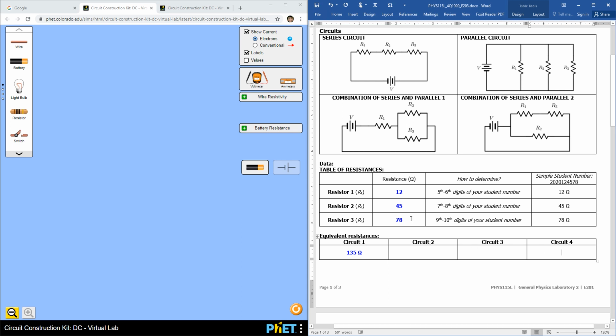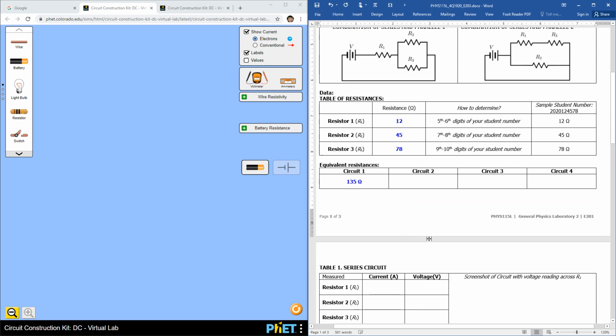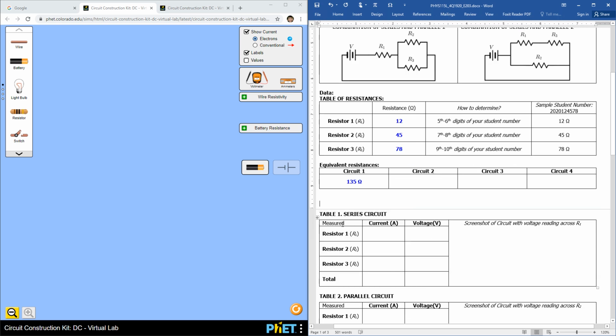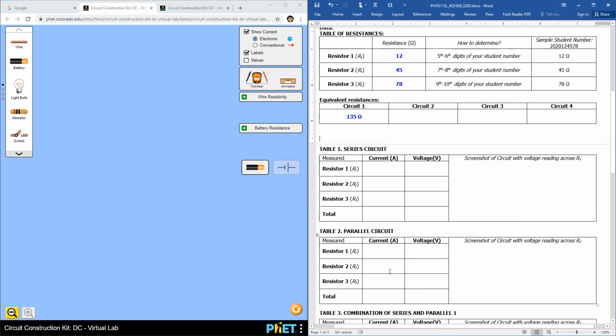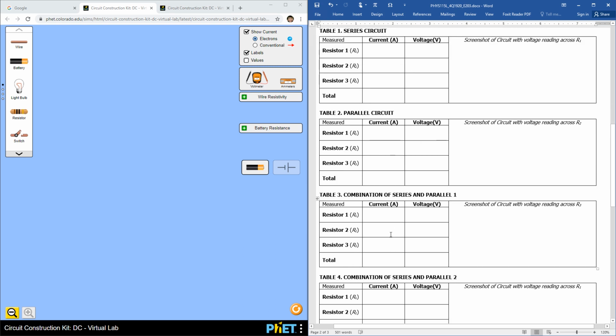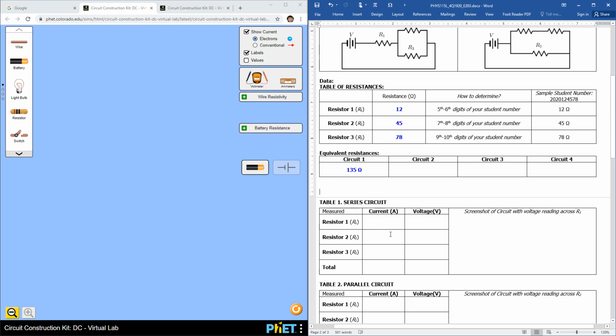Okay. Now, let's look at this. Let's try to do the first circuit. Then it's your task to do the rest of the circuits, parallel and the combination of series and parallel. So this is just to demonstrate to you how to use this simulation.